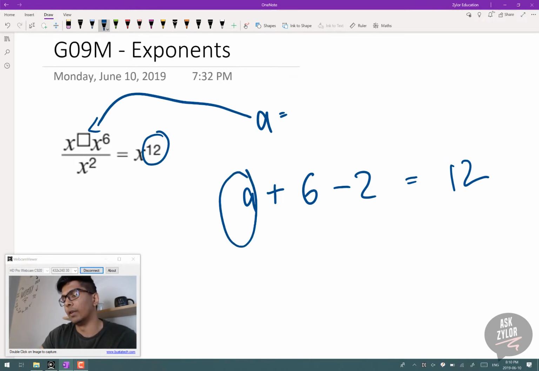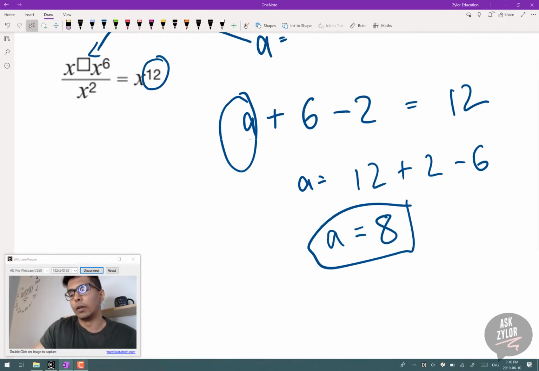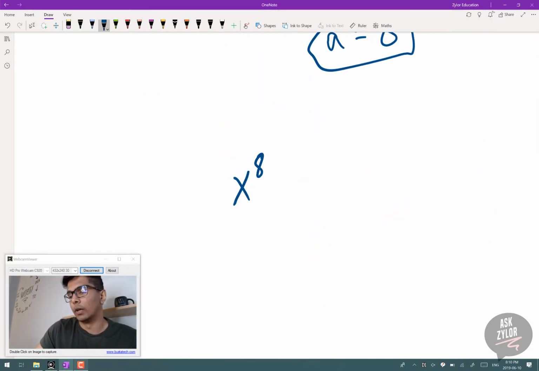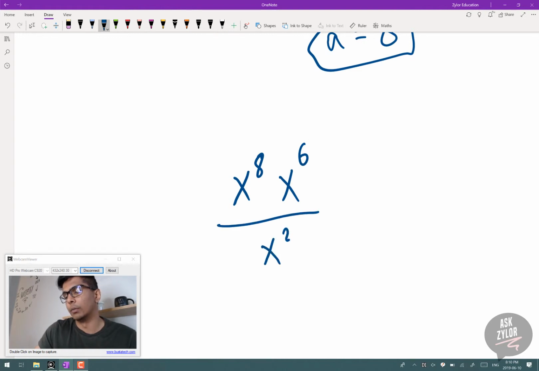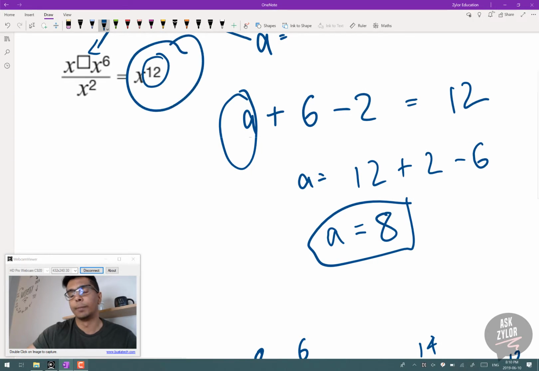So how do I find my a value? I'm just going to isolate a, right? So I get 12 plus 2 minus 6. So this should give me 8. So my missing exponent is going to be 8. Right, let's test that out. So I have x to the power 8 times x to the power 6 over x to the power 2. Let's deal with the top first. I have x to the power 14 if I add 8 and 6, divided by x to the power 2. So I do 14 minus 2 to give me 12. And that's what I have on the right-hand side.